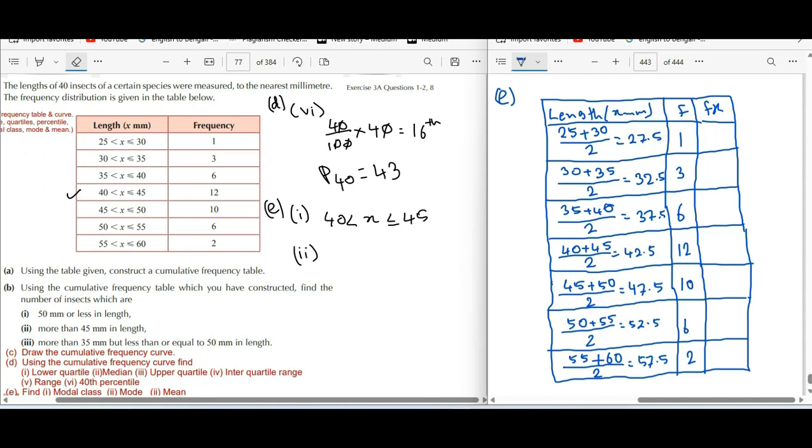So our mode would be the value with the highest frequency. So the value with the highest frequency is 42.5.